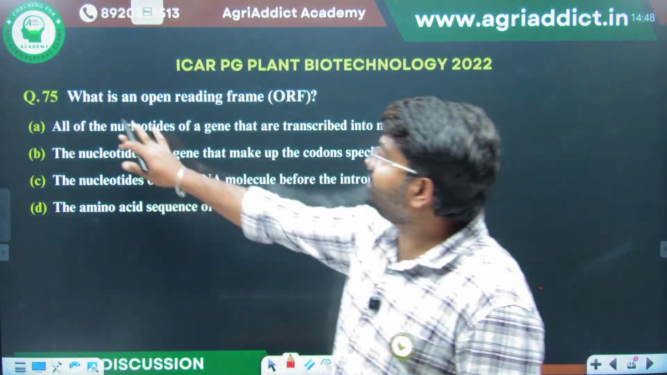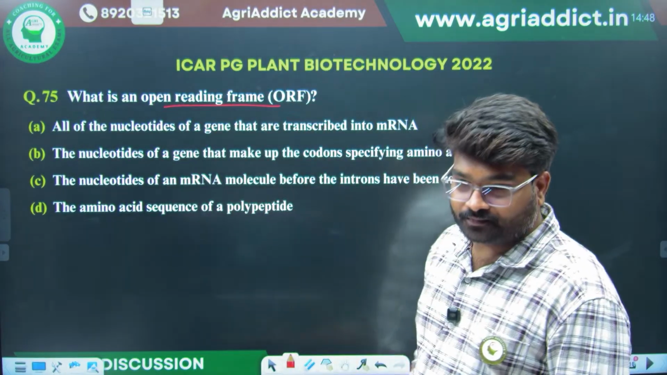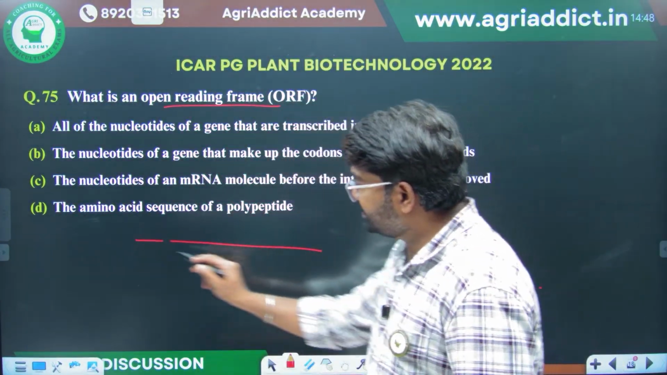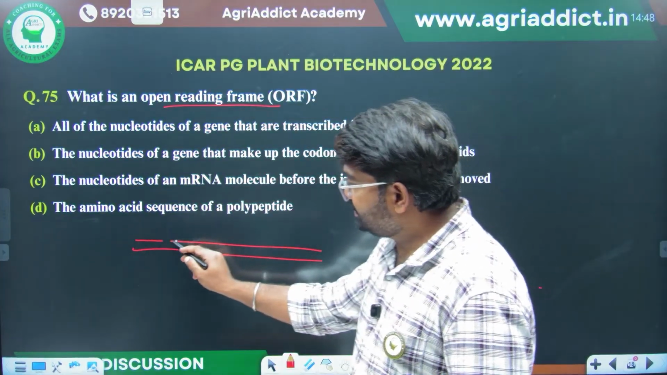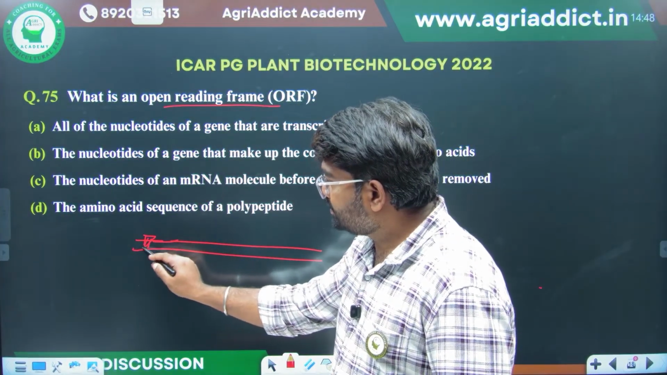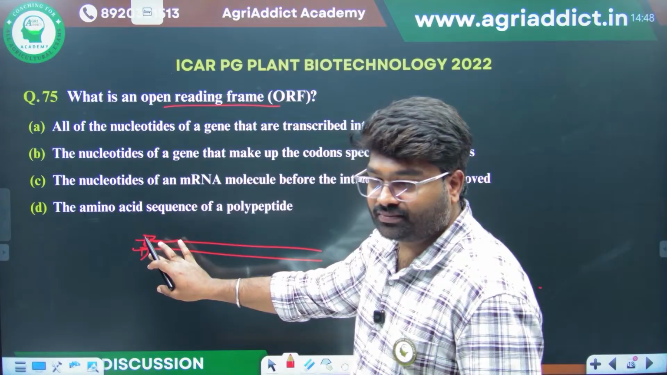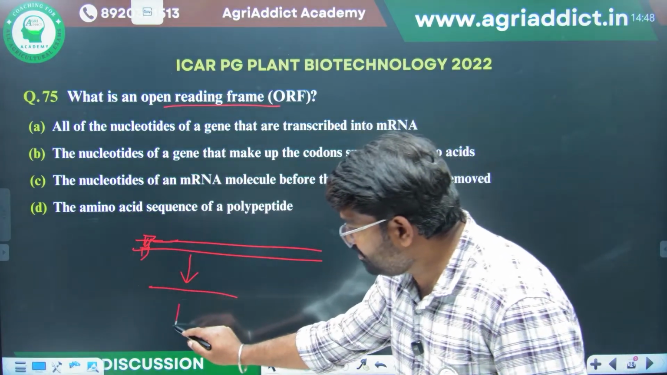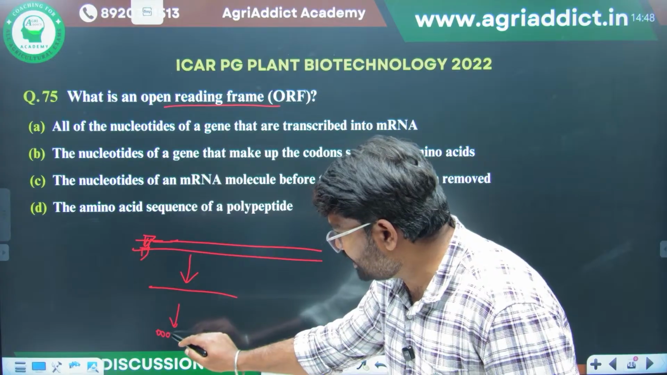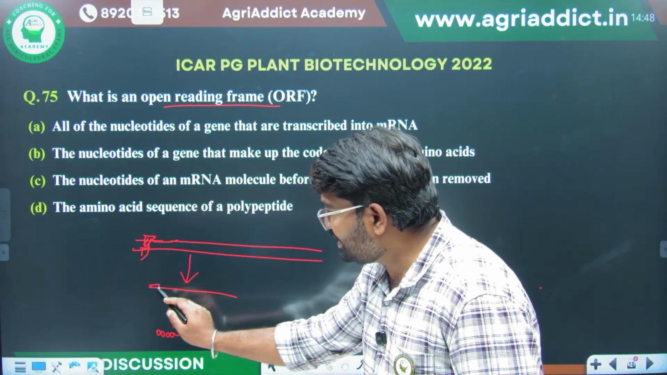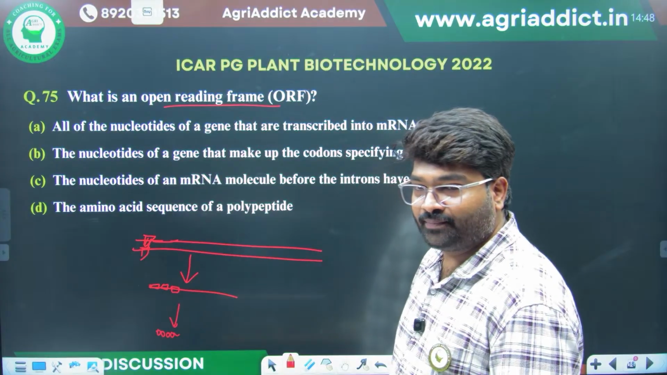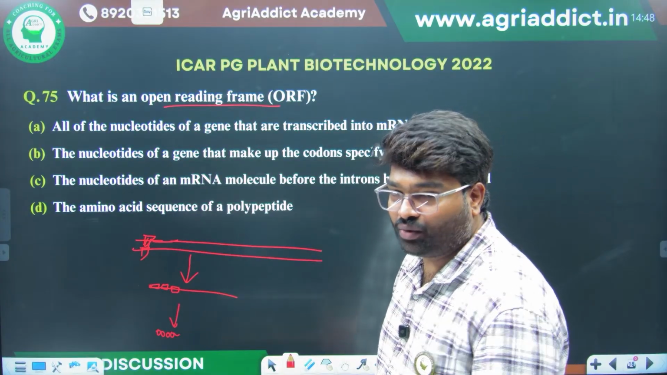What is an open reading frame? If a double stranded DNA is there, this will be transcribed to mRNA. This mRNA will be translated into proteins. So here codons will be there. Codons means what? It's a triplet of nucleotides, triplets of nucleotides that will code for an amino acid.